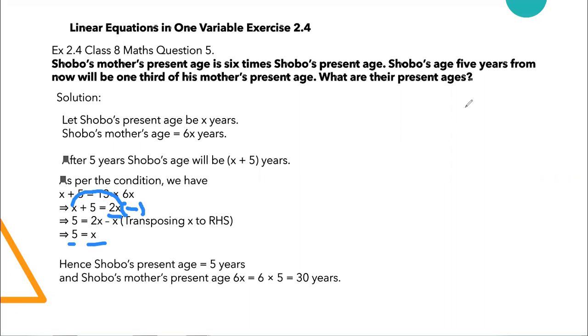Now, since we had imagined Shobu's age to be x, his age is 5 years. And 6 times is his mother's age. So her present age will be 5 multiplied with 6, which is 30 years. Right? So guys, I hope that was quite clear. Let's move on to question number 6.